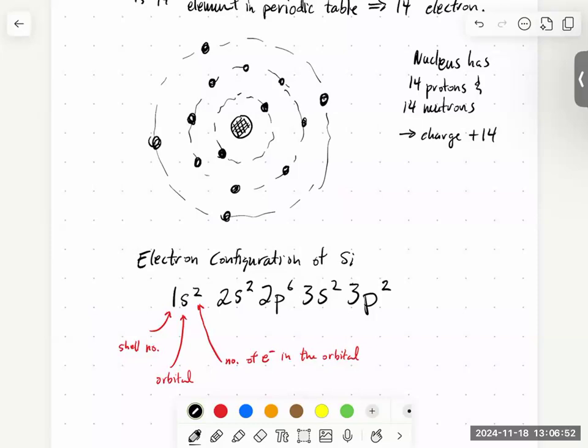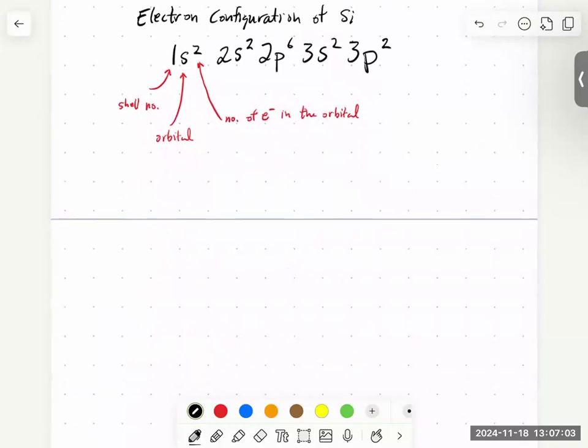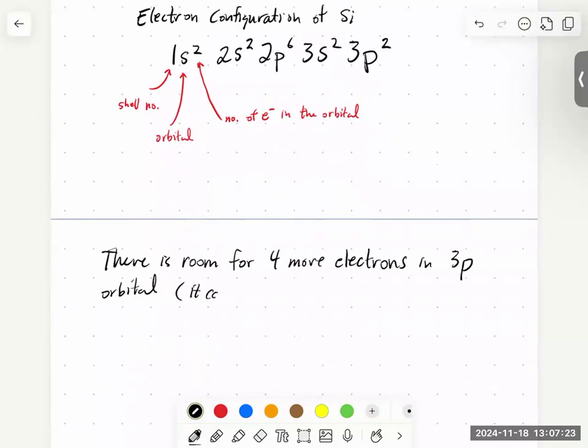And what's going to be important for us is that we have not filled this last orbital. It can take 6 electrons. We've only placed 2. And so that's going to be important. So there is room for 4 more electrons in the 3p orbital. So it can take 6, but we've only placed 2.